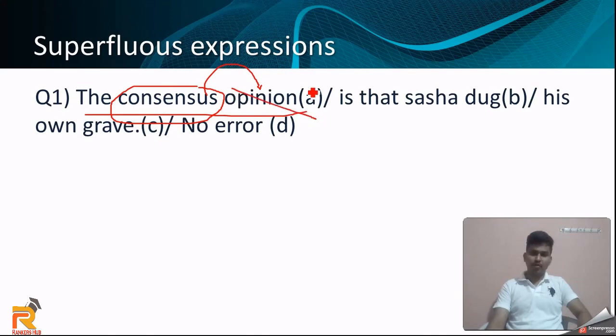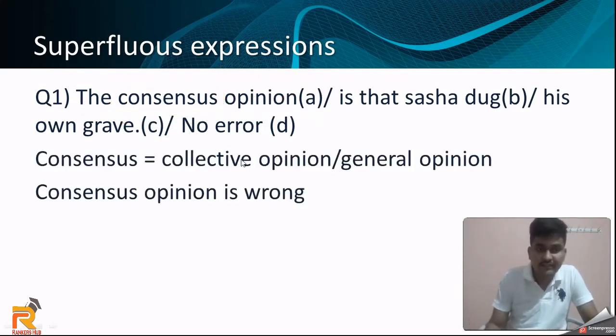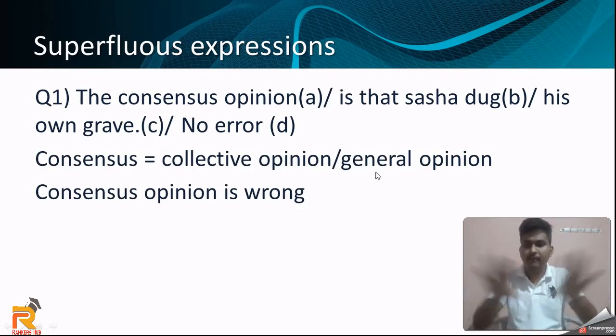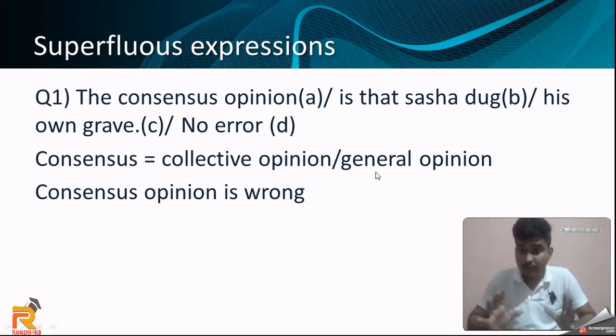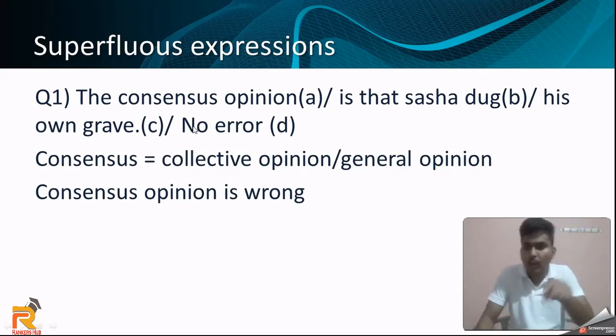So simply dropping opinion from the sentence would be correct, right? Now guys, understand that consensus itself means a collective opinion or general opinion, the opinion of many people. We are talking about many people and their opinion, so we never use consensus along with opinion. We generally say consensus, that's it.